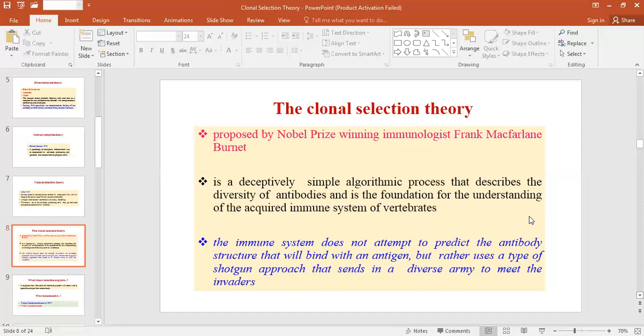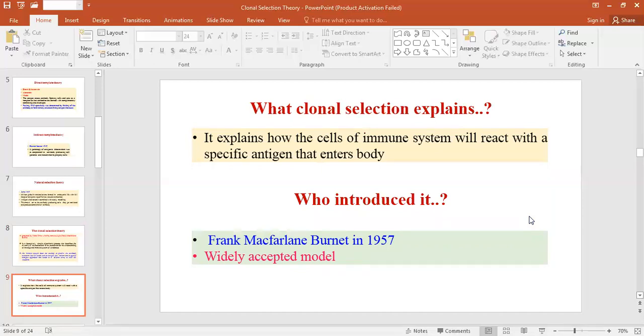So, what Macfarlane Burnet proposed, for which he got the Nobel Prize, is the clonal selection theory. It is a deceptively simple algorithm that describes the diversity of antibodies and is the foundation for the understanding of the acquired immune system of vertebrates. So the question will come of what clonal selection explains. This particular theory explains how the cells of the immune system will interact with a specific antibody and antigen that enters the body.